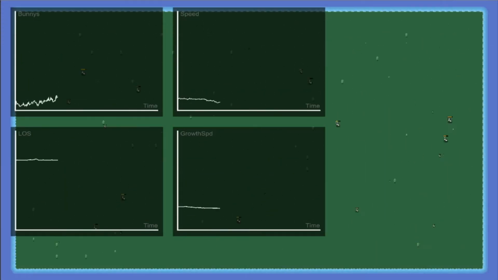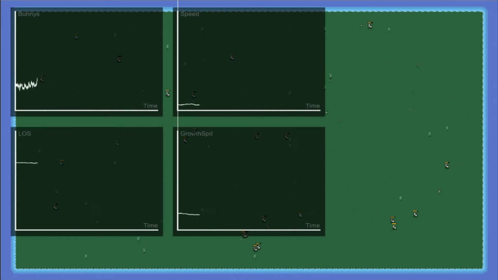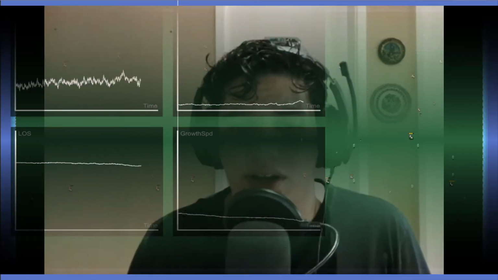And as you can see, the population of bunnies slowly but surely increased as the speed and growth speed decreased, proving that in this environment it's much better to have a food efficient body than a capable body. So, being slow and taking a long time to grow, but consuming less energy is better.